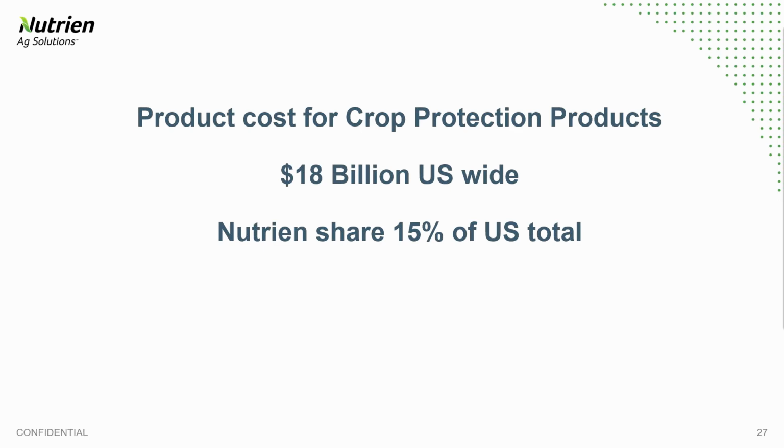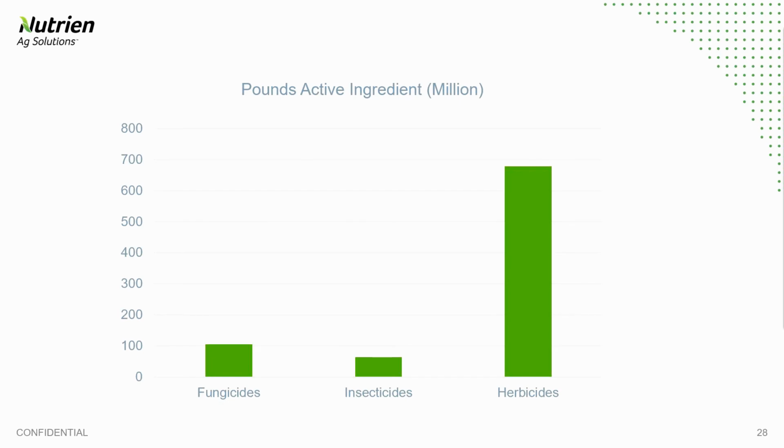Where in the crop protection market might those opportunities be? Most likely, they'll be found in the herbicide products. This chart displays the pounds of various types of pesticides used in the United States for agricultural uses. The agricultural sector in the United States uses about 100 million pounds of fungicide, 60 million pounds of insecticide, and about 680 million pounds of herbicide active ingredient each year. Supplying those products effectively and efficiently, particularly herbicides, is an opportunity for Nutrien and a way to bolster the economic health of both the grower and the company.